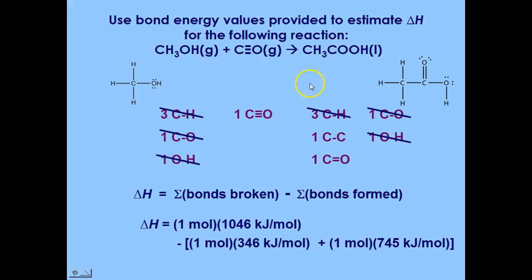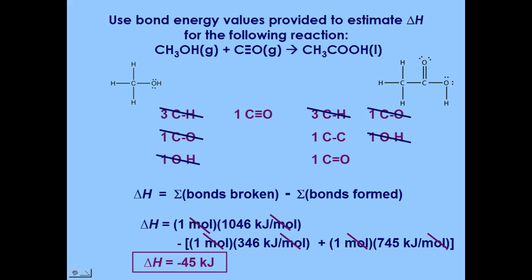Once I simplified the different types of bonds that were present in these molecules, if there had been a coefficient, they would have been multiplied by that coefficient. So the moles cancel out, and I would take 1046 and subtract from it 346 and 745. And what I find out in that process is that negative 45 kilojoules of energy would be released, or there is a change of negative 45 kilojoules for this reaction to proceed.